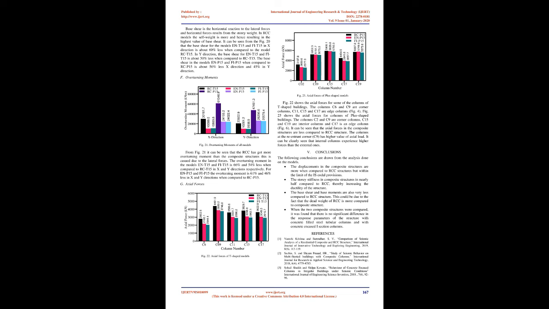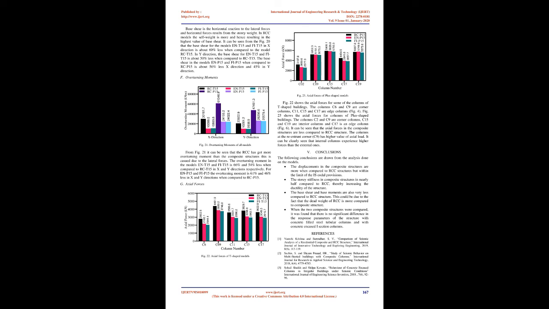D. Story stiffness. Fig 16 to 19 show the stiffness of the models. It can be seen from the figure that the stiffness of the composite buildings is less than half when compared to the stiffness of the RCC buildings. Because of inherent ductility characteristics, steel concrete composite structures have less stiffness compared to RCC structures, leading to better performance in the event of an earthquake.